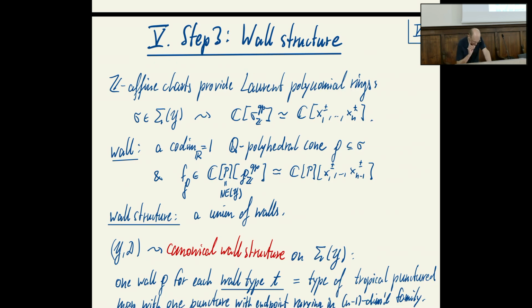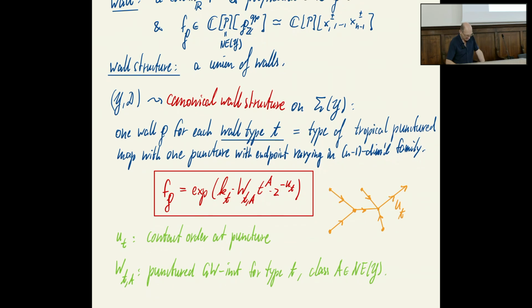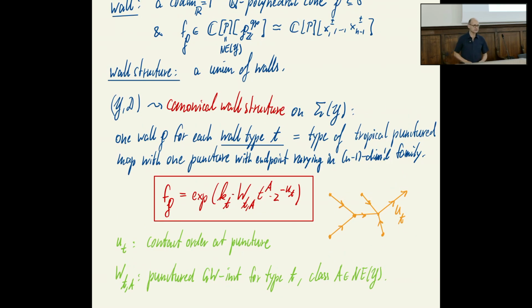We also want, you have this rational polyhedral cone, it has a tangent space. I'm writing this as P group, and that takes the integral points. Now you drop dimension by 1, so that gives a Laurent polynomial in one variable less. Okay, so it's isomorphic to this kind of Laurent polynomial ring with coefficients in these curve classes. And the wall structure is simply a union of walls.